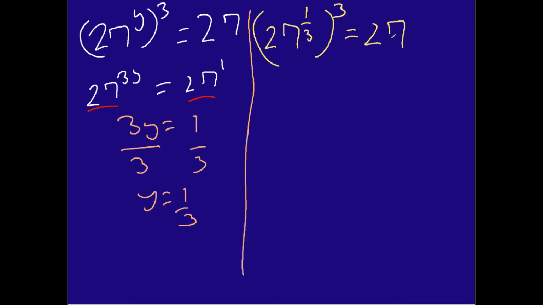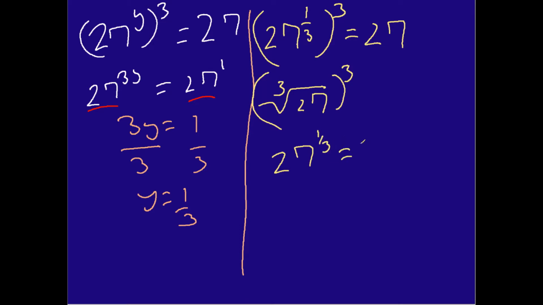But wait, there's more. Another way that we can write this is as the cube root of 27, raised to the third power, which is going to give us the same answer. Or we can also write it as 27 to the 1/3, equals the cube root of 27. Like that. All these will give you the same answer.